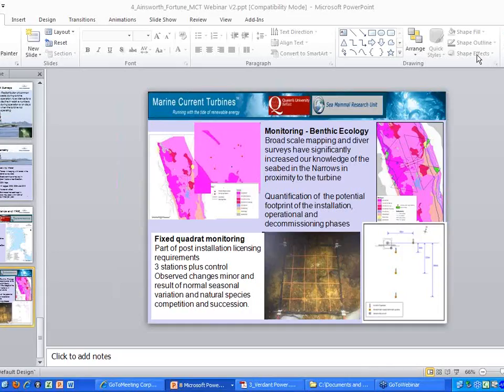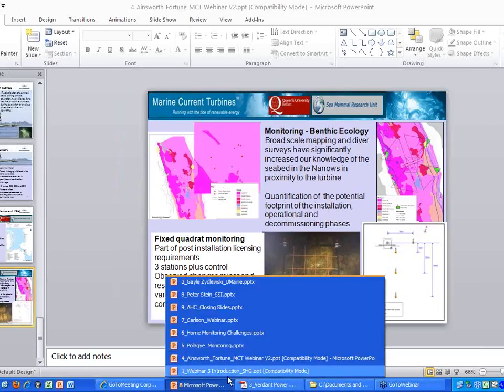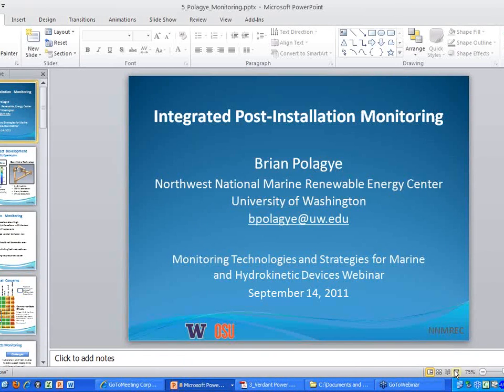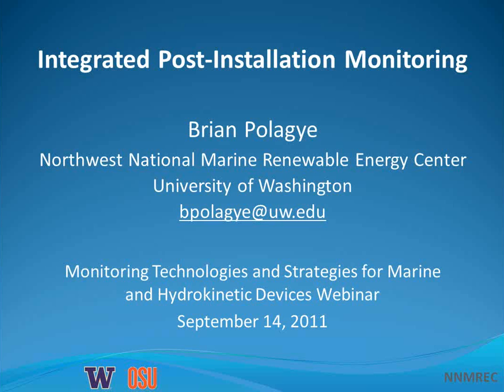Perfect. And last question while Anna gets the next presentation up. What kind of sonar system was used to replace the MMO, the Marine Mammal Observer? It's a system manufactured in Scotland by a company called Tritech.